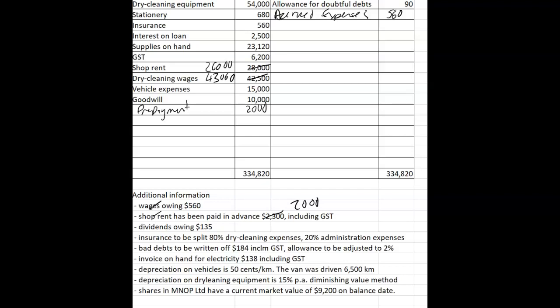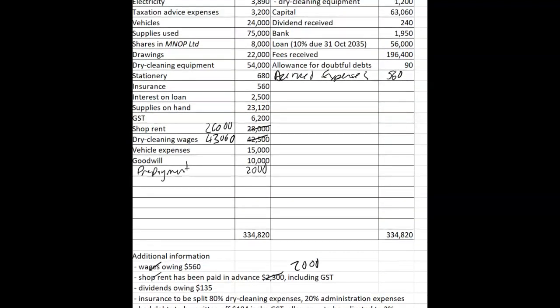Dividends owing, 135. So dividends is an income, and we've got 135 owing to that. So add it on. And remember what it's called, income owing, not including GST. What side are you going to put it on? Good, and write it in. Nice. Got that one done.